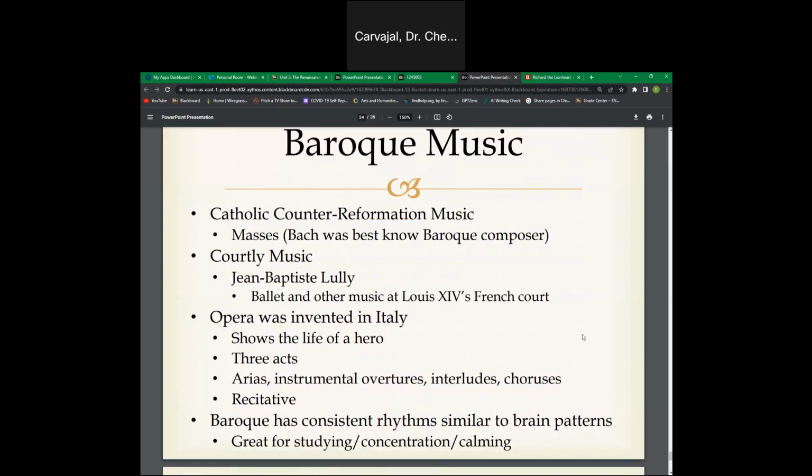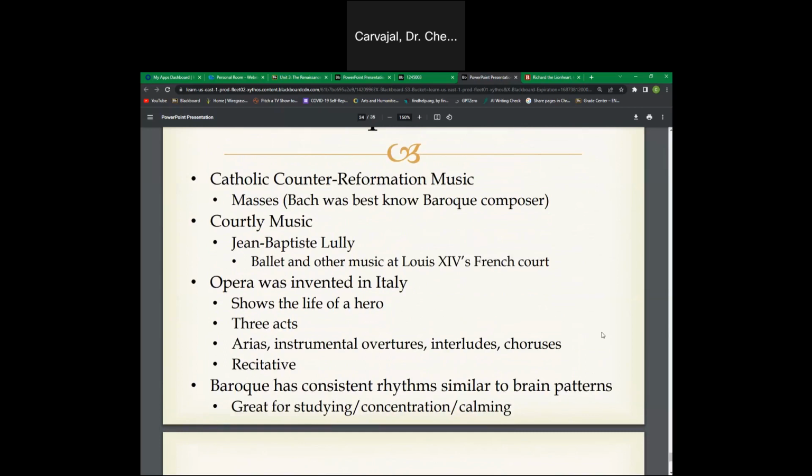He was both a choreographer for the ballet and a composer for the ballet. And he fell out of favor at one point with Louis XIV and then got back into favor, but he still had a tremendous influence on French music at the time. And that included, in Italy and France, opera.